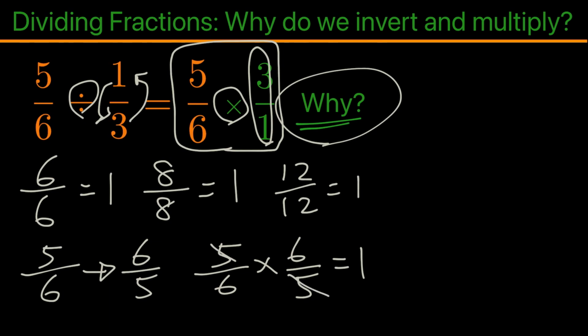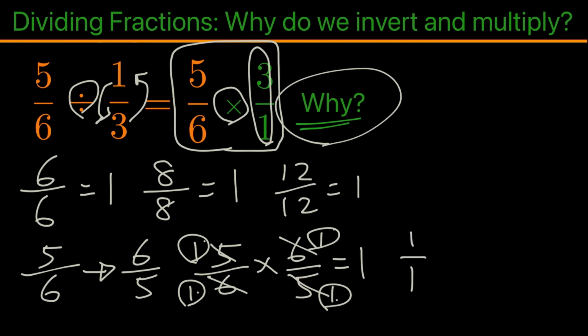Because 5 and 5 cancel out and become 1, and 6 and 6 cancel out and become 1. So 1 times 1 is 1, and 1 times 1 is 1. So eventually we get 1 over 1, which equals 1. And that's the reciprocal of a fraction. Any time you multiply a fraction by its reciprocal, it will always become 1.